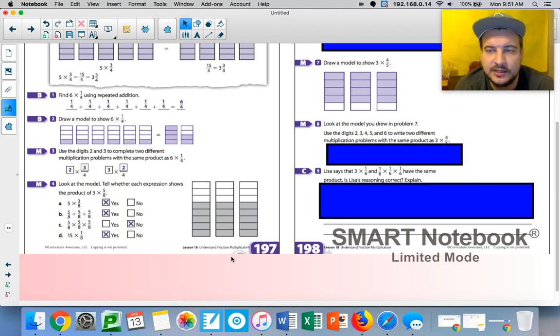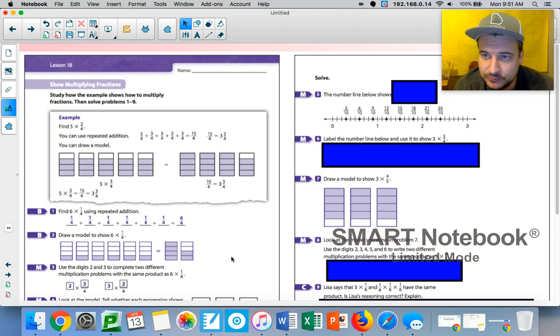Little fun fact, Gideon's favorite word right now is no. Gideon, you want to play outside? No. Do you love your dad? No. You want a snack? Snack.